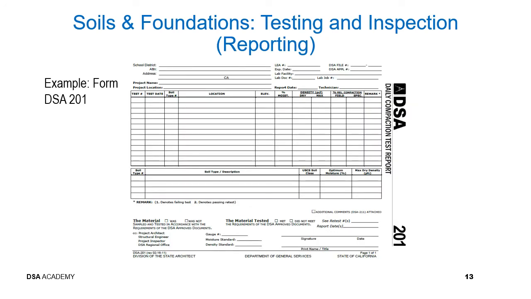If reporting is required, DSA form 201 would be required to be filled by the special inspector. An example of DSA 201 form for reporting for compaction test reports, and the special inspector should be filling this one out. Then you should be keeping them in the project files.